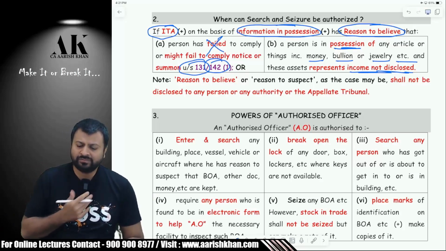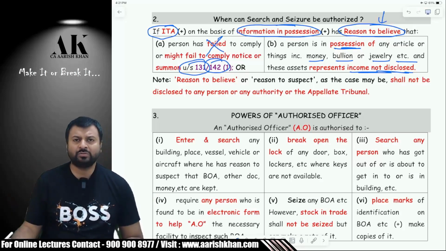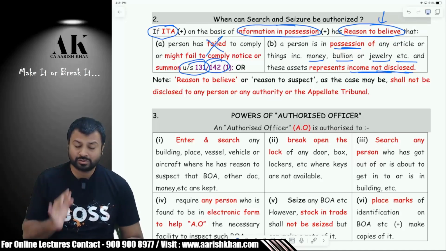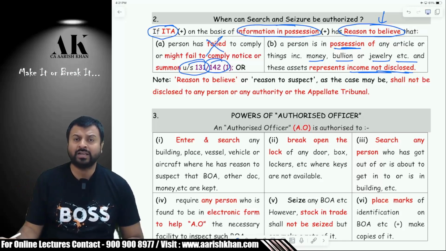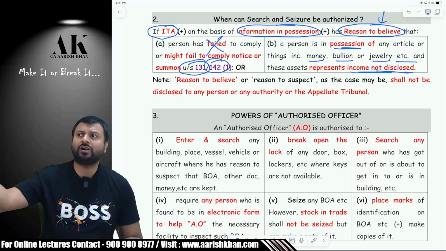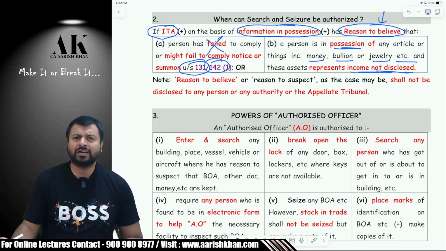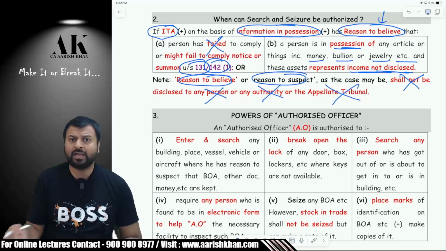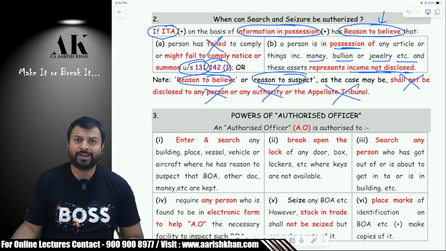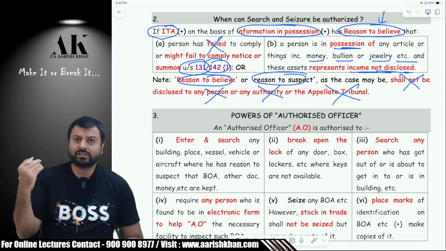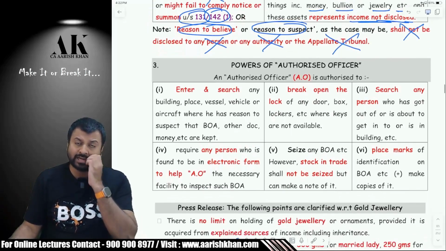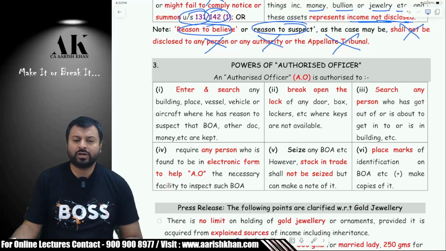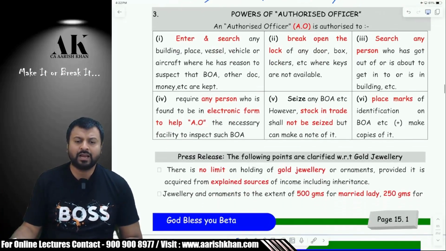Now, the reason to believe which the department has, can they disclose that reason to believe with any person? The department cannot disclose. It is very harmful for the informer. If the department started disclosing that we got the information from this informer, people will stop informing the government about such kind of undisclosed incomes. Therefore, reason to believe or reason to suspect shall not be disclosed with any person, any authority or appellate tribunal. Can it be disclosed with court? Yes, with High Court and Supreme Court, it can be disclosed, but it cannot be disclosed with any authority, any person or any appellate tribunal. Okay. I hope it is clear to all of you.